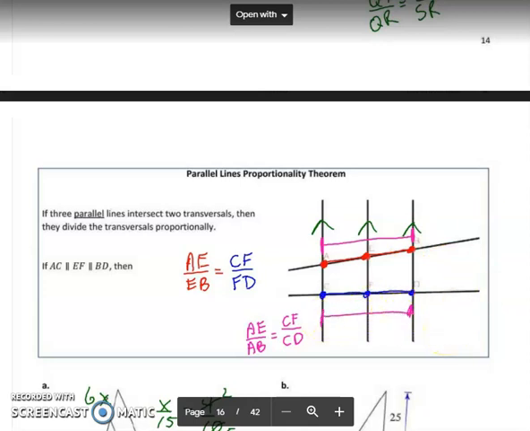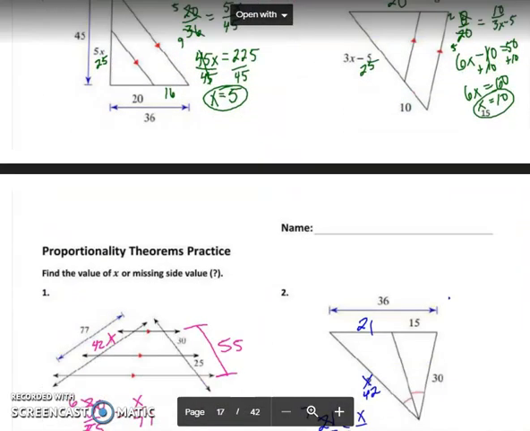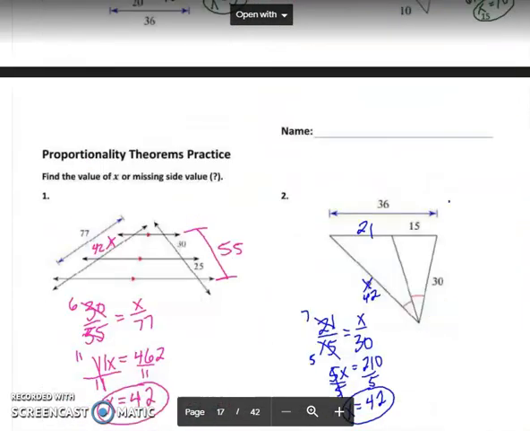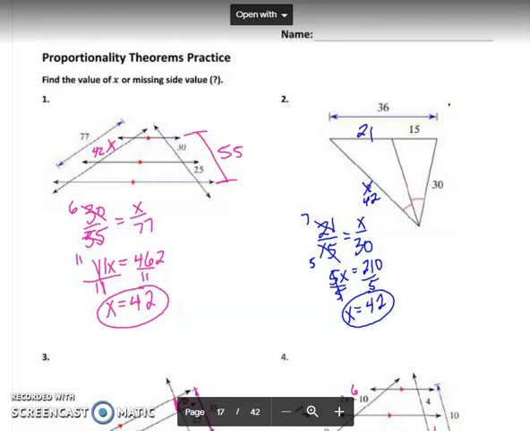So let's scroll down here a little bit and take a look at how we could apply one of those. All right, so number one on the homework problems is very similar to that. If you think about what they're asking for, there's our unknown. So I could do x over 77, which is what I have right here, and then I've got to go 30 over 55. They gave me the total, and I got that 55 because if I add these together, that gives me a total of 55. So there's 30 over 55.